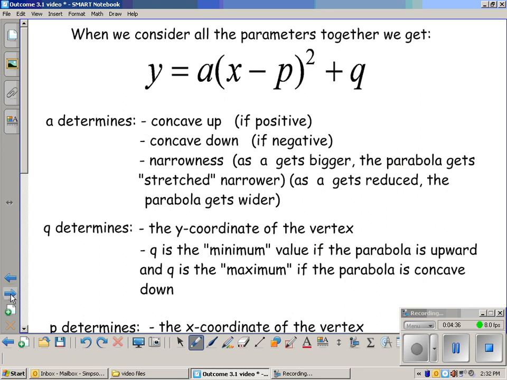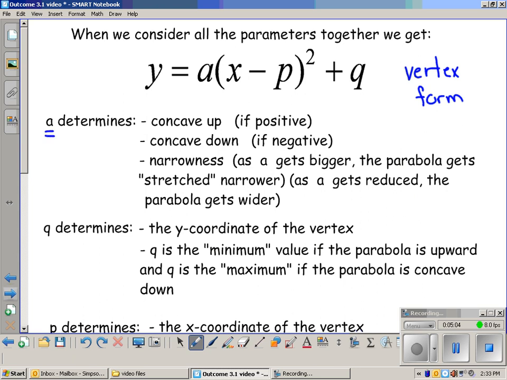When we look at all of our parameters together, they all tell us something. So y equals a(x minus p) squared plus q is called vertex form. When a quadratic equation is written in vertex form, a, p, and q tell us specific information. Let's start by looking at a.